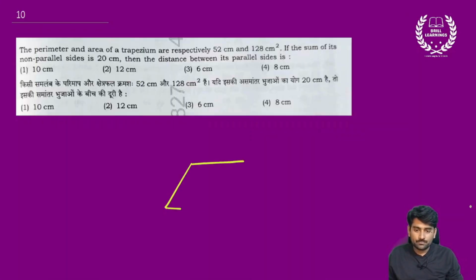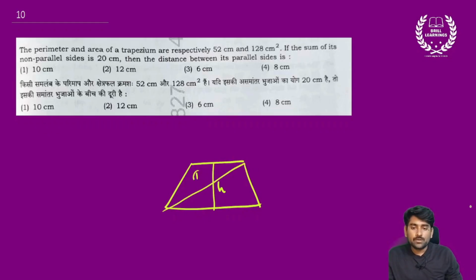Let's move to the next question. Draw a trapezium here. So they have given the area and perimeter. If the sum of its non-parallel sides is 20 centimeters, then find the distance between the parallel sides. We need to find the height here. What is the height? So they have given some data. What is the formula for area? If I split this portion, treat this as the first triangle and this as the second triangle. So this is A, and assume this as B.